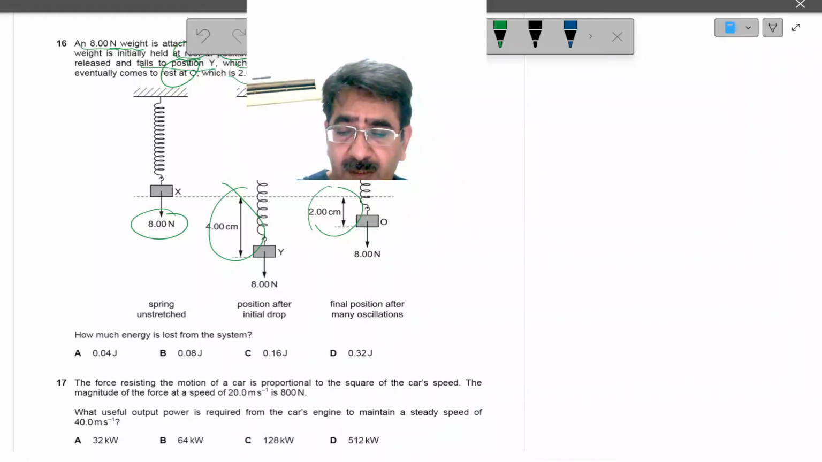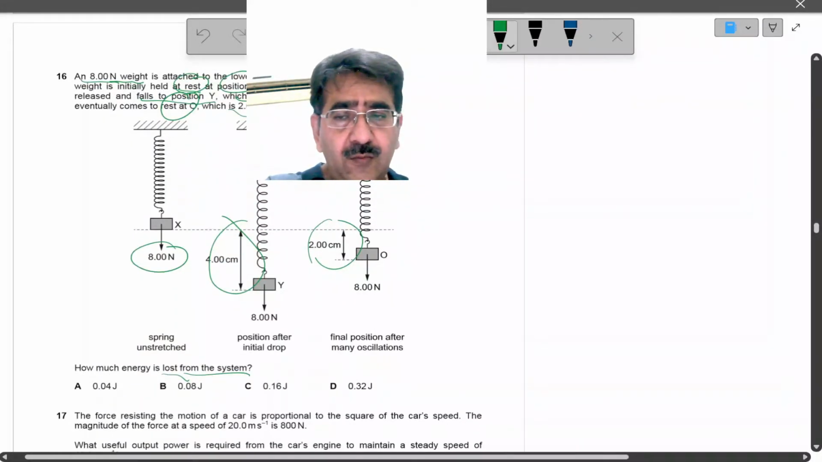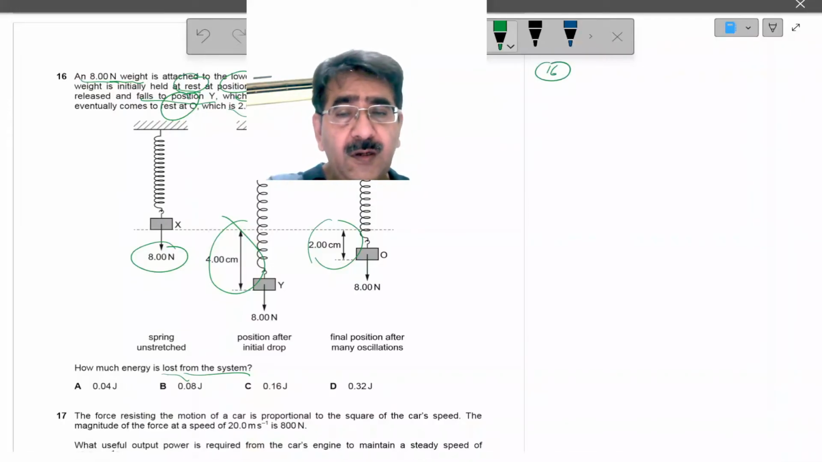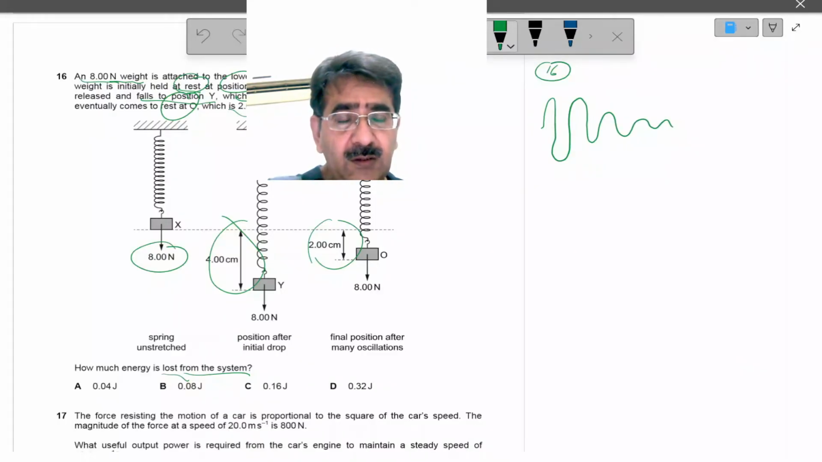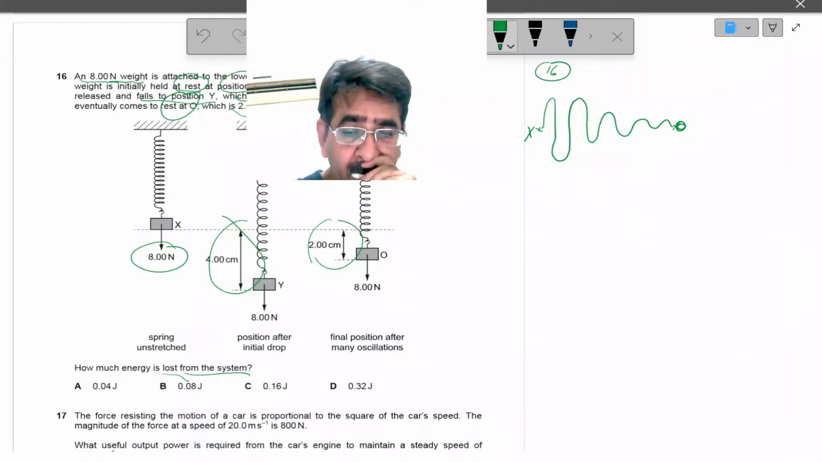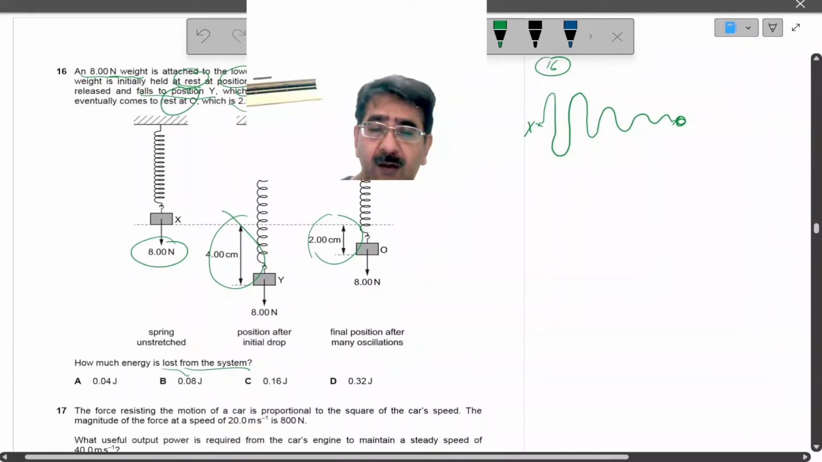We have to find how much energy is lost from the system. This question is related to anharmonic oscillation, in which the oscillation starts like this and then moves, and due to force the energy will be lost. So we have to calculate the energy difference at these two points. X is the point where the oscillation is started, and o is the point where oscillation is completed. So we have to find the difference in energy.